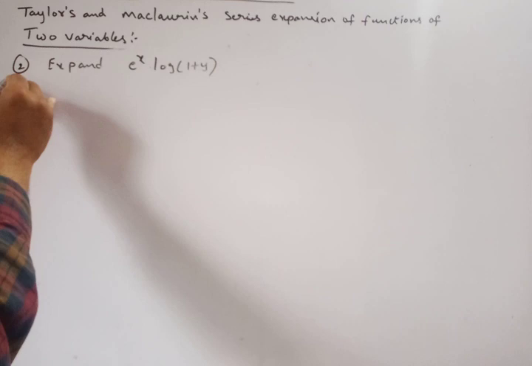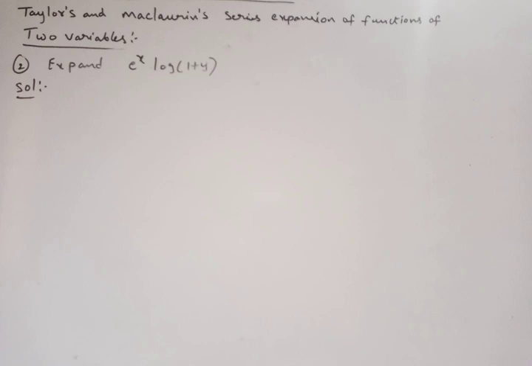So, we'll solve. Here he has not given the interval. What happened here? He has not given the interval. So, if he has not given the interval or neighborhood point, what we have to do here, you need to take a value and b value as 0. That means this can be expanded using Maclaurin series, right?